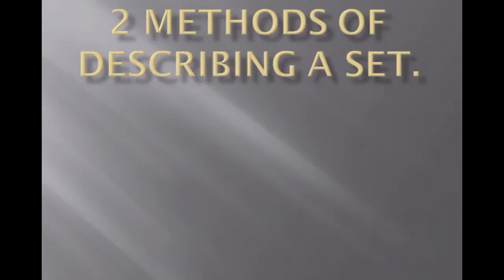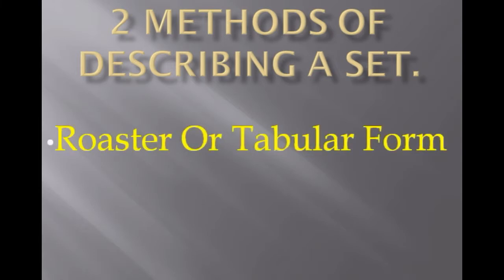Two methods of describing a set. First is roster form or tabular form, and second is set builder form. The second form of describing a set is set builder form. So let's start with an example.